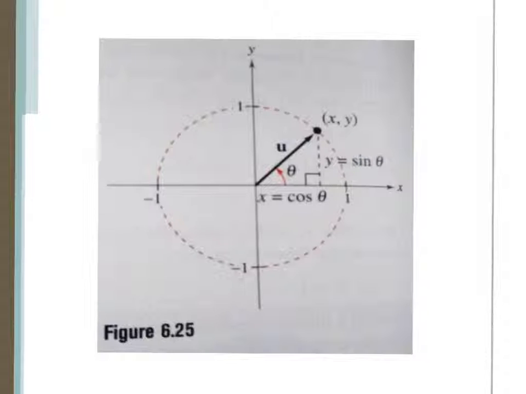So vector u, again, is coming from the origin, and its terminal point lies somewhere on the unit circle, and we know it would be on the unit circle because the unit circle has a radius of 1. And so the x component of it would be cosine theta, and the y component would be sine theta.